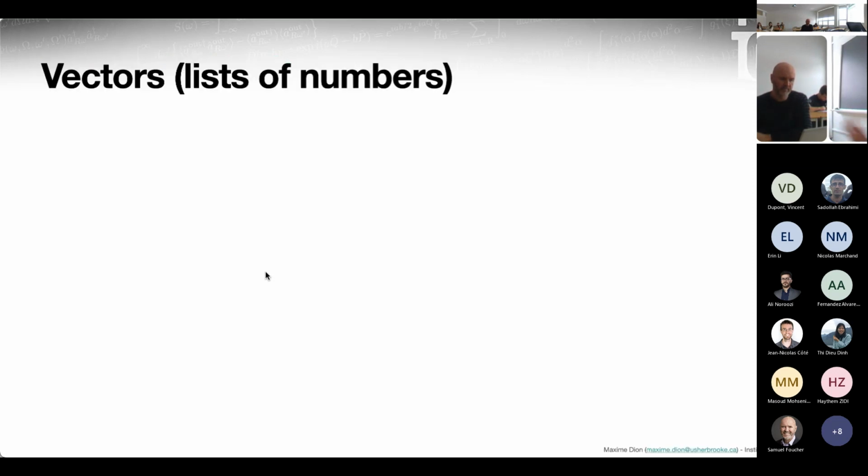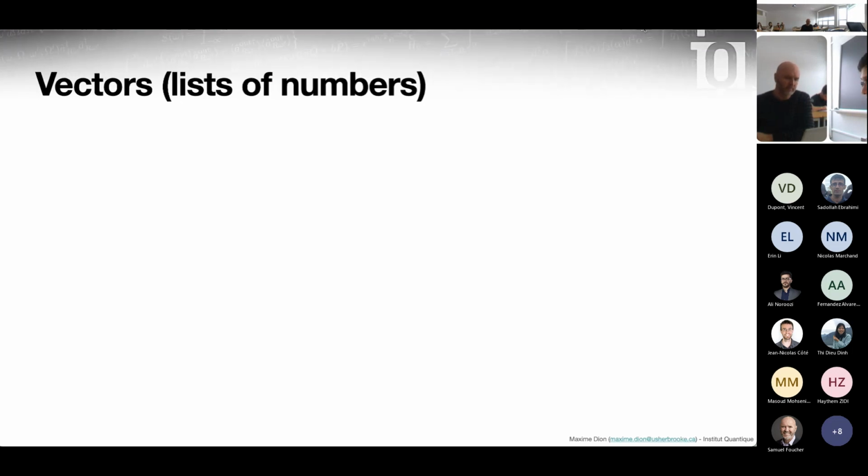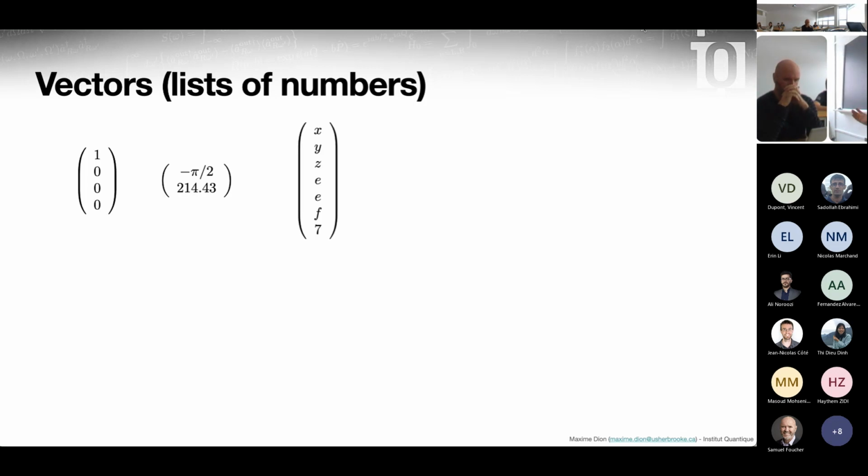So here we have more examples. I'm not going to put you through it. So how in the world did we come up with all of this? We look at some mathematics that is called linear algebra. And here we have things called vectors. Vectors are lists of numbers. So for example, you can have 1, 0, 0, 0, that's a vector. The other one, you can have minus pi over 2, and the other coordinate can be 214.43. So that's a 2-dimensional vector.